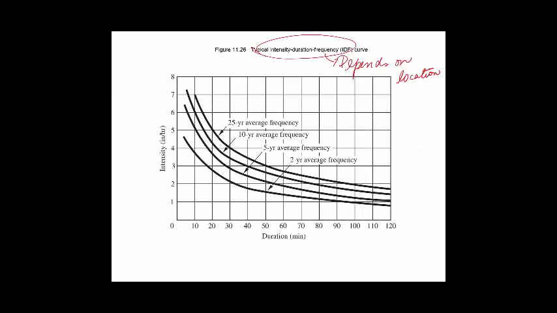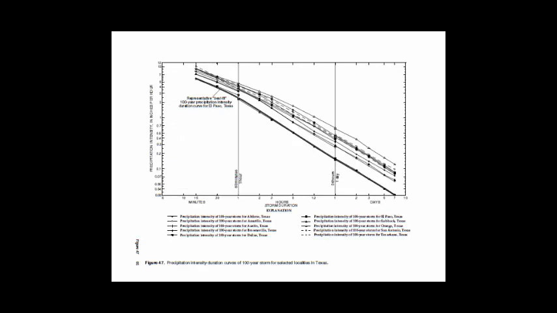Then the second step was to look for the intensity, duration, frequency, and of course that depends on the location. This is one generic curve that you use for the examples. But if you look at depth, duration, frequency for Texas, there's a USGS handout that was developed in cooperation with TxDOT. You have that in your Blackboard as well. And this is the precipitation intensity duration for the 100-year storm. In El Paso, you have the duration of the storm, and you go here, and then you find the intensity.